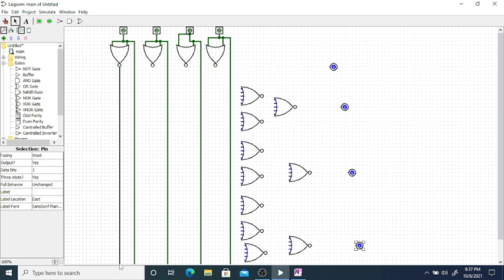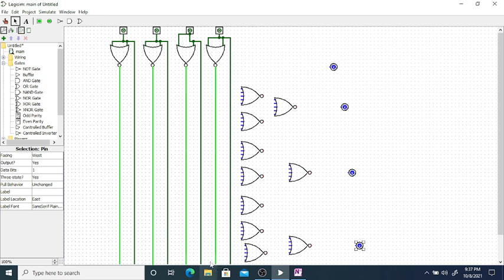Here we will get inverted inputs. We will label these inputs as A, B, C and this one as D.